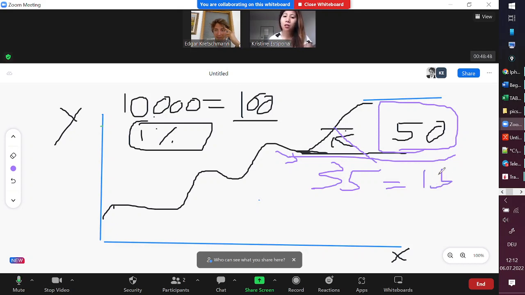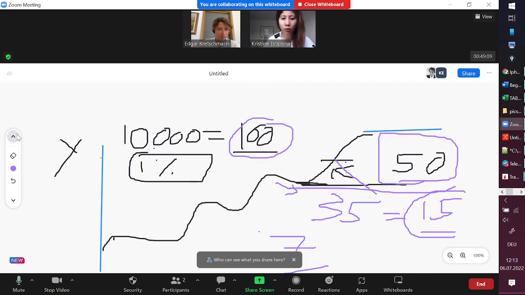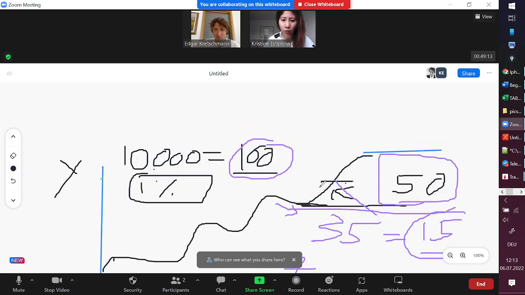15, correct. And we have 100 at max. So what is 100 divided by 15? Something like 7. We don't have to be that precise, but it's quite good already. So we can buy 7 stocks, correct? And then if it goes up, that's good for us. If it goes down, we lose. We lose 100, and that's okay.